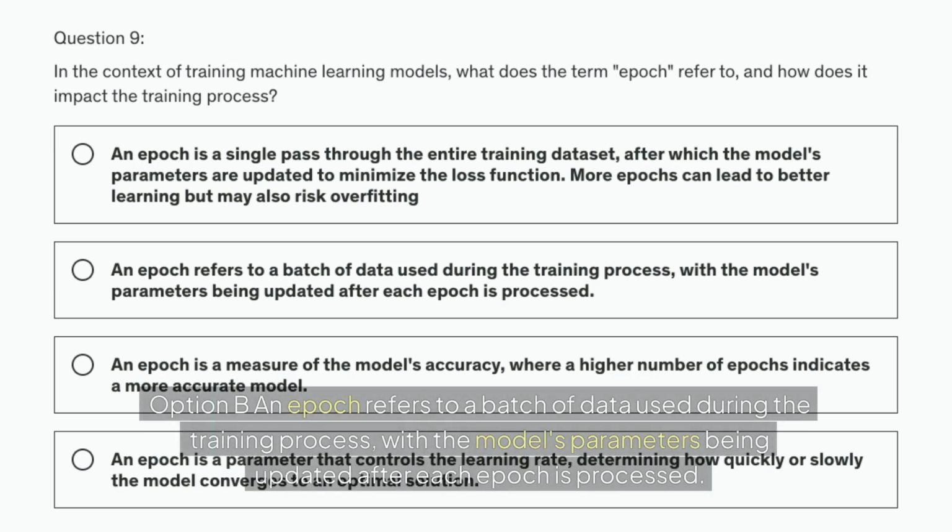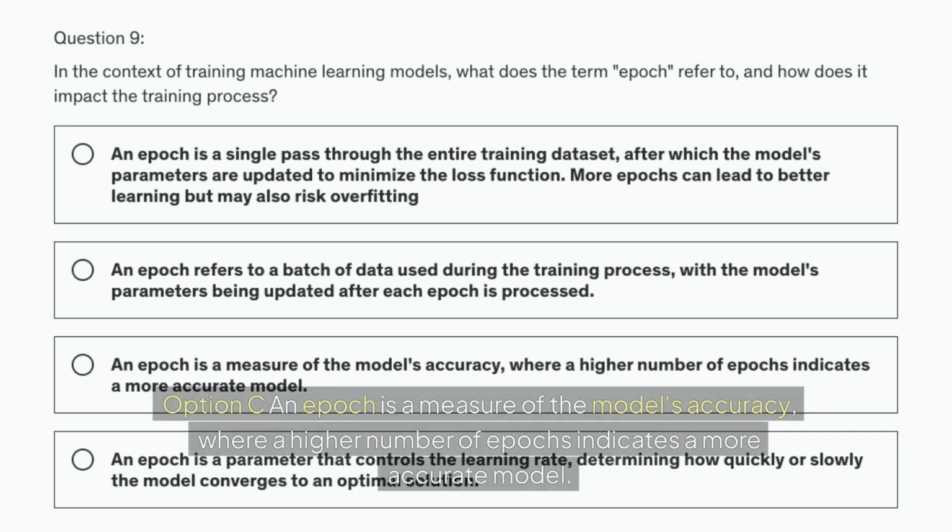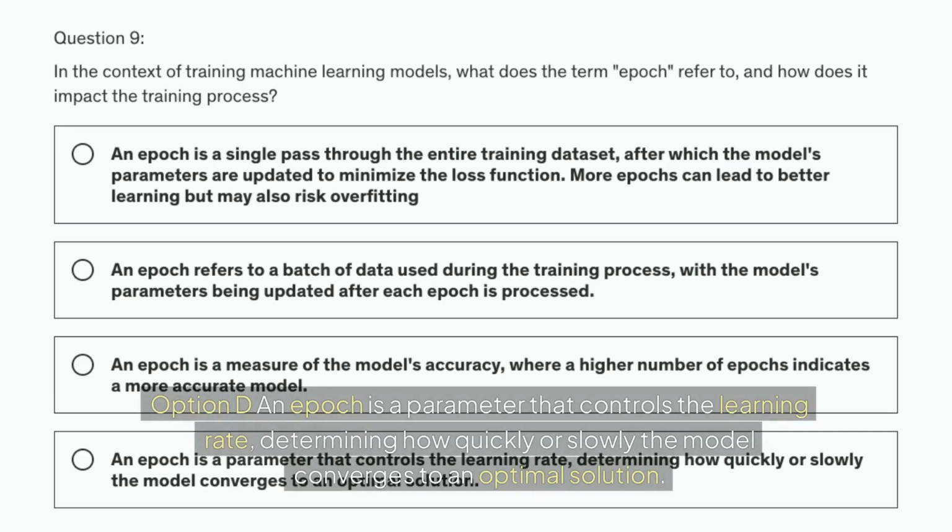Option B, an epoch refers to a batch of data used during the training process, with the model's parameters being updated after each epoch is processed. Option C, an epoch is a measure of the model's accuracy, where a higher number of epochs indicates a more accurate model. Option D, an epoch is a parameter that controls the learning rate, determining how quickly or slowly the model converges to an optimal solution.